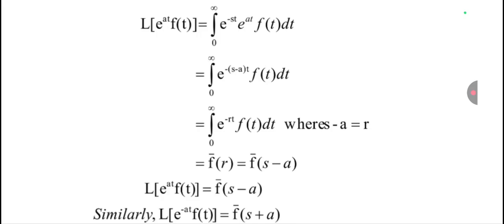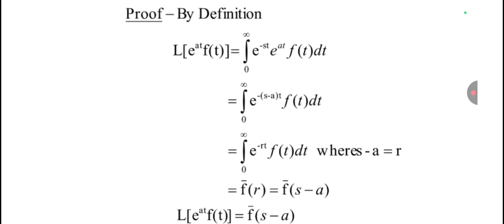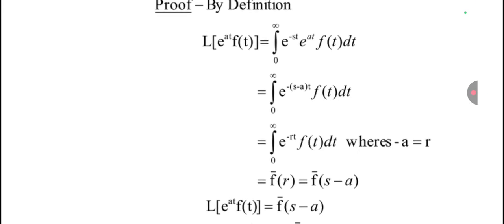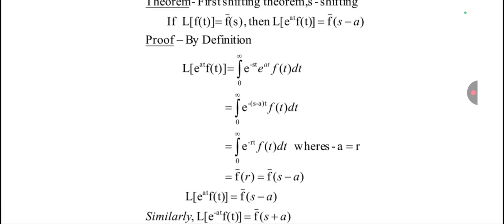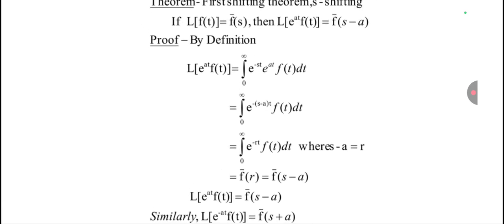Instead of s we have r, so this can be taken as F of r. And r is nothing but s minus a, so you replace r by s minus a. That is equal to F of s minus a. Therefore, L of e power at into f of t equals F of s minus a. Similarly, we can prove L of e power minus at into f of t equals F of s plus a.